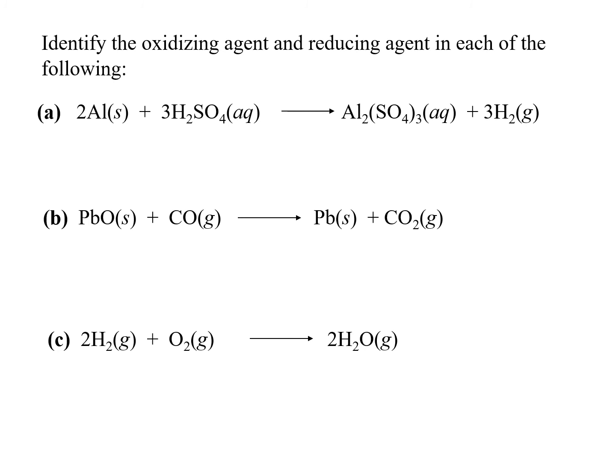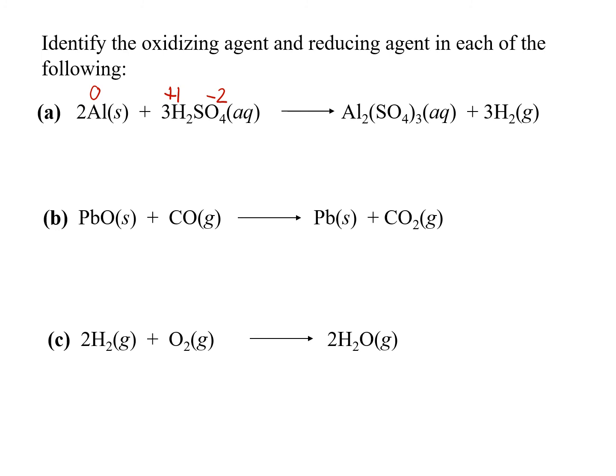So let's start with letter A. This one is a solid uncombined form, so our aluminum here is 0. And then our hydrogen here, by the rules in assigning oxidation number in a compound, is positive 1. And our oxygen is negative 2.